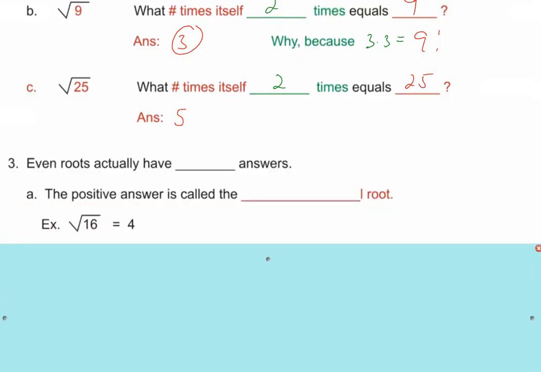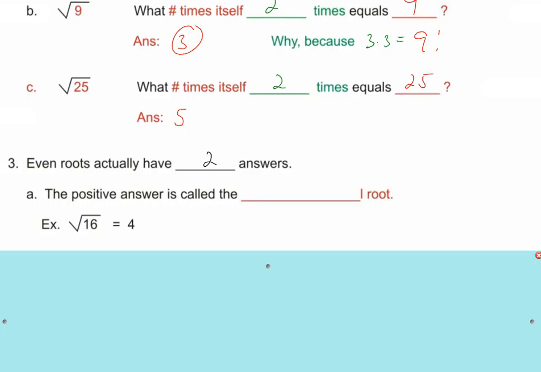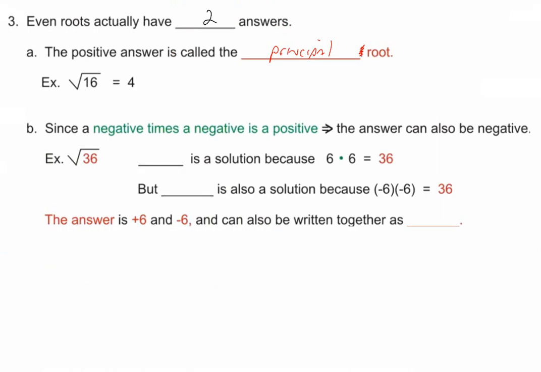All right. So even roots actually have 2 answers. The positive answer is called the principal root. And this is principal like in money, the money you borrow or the money you invest. Principal, P-A-L. Just like the amount invested or the amount borrowed, the term is the principal root. So the positive answer is called the principal root. So the principal root for the square root of 16 is 4, right?